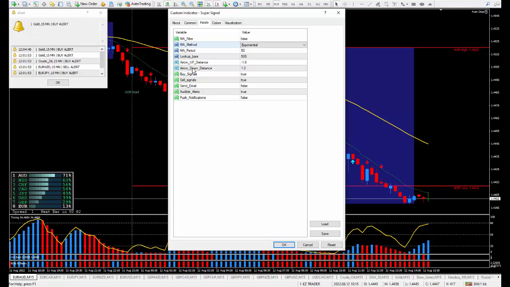And the distance for the up and down arrows, if it's a little bit too close or too far away, you can adjust it. And of course, if you want it to go to your cell phone, turn that on true. If you want it to go to your email, turn that on true. And then you just follow the instructions on how to send it to both those different locations. Just press OK, and then you're ready to go.